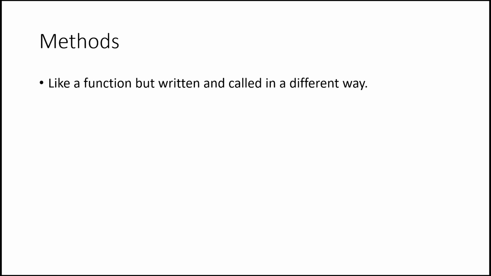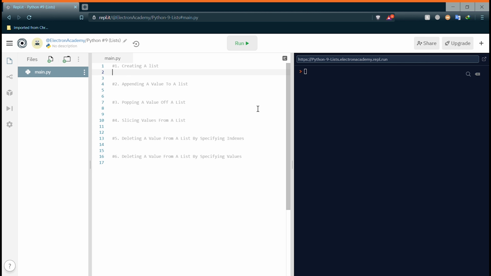Now let's get right into the practical, and we're gonna see how we actually create lists and how we do all of these functions with them. Let's get right into it. Okay guys, so this is the second part of the video, and we're gonna be doing the practical of lists. We're gonna be doing 6 things over here: creating a list, appending a value to a list, popping a value off a list, slicing values from a list, deleting a value from a list by specifying indexes, and deleting a value from a list by specifying values. So let's get right into it.